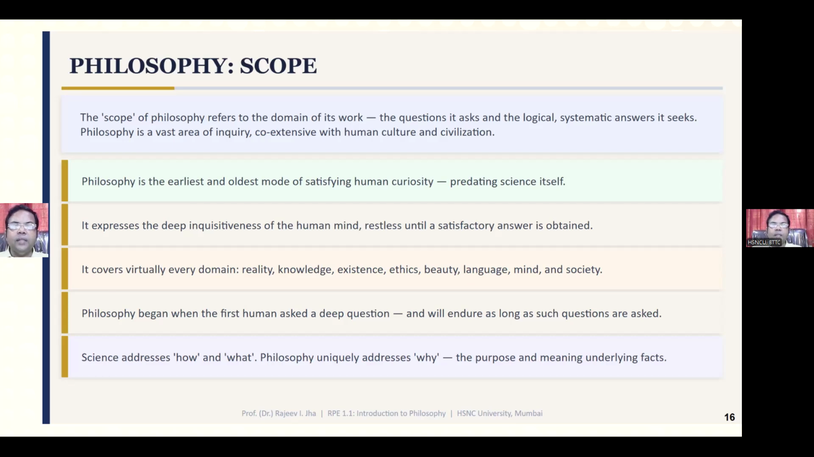A student learning tabla will begin with tals, rhythmic cycles. Tin tal, da din din da, da din din da, da din din ta, ta din din da. Kehrwa tal, da ge na ti na ta dhin. Dadra tal, dha di na dhatu na dha di na dhatu na, and so on and so forth.